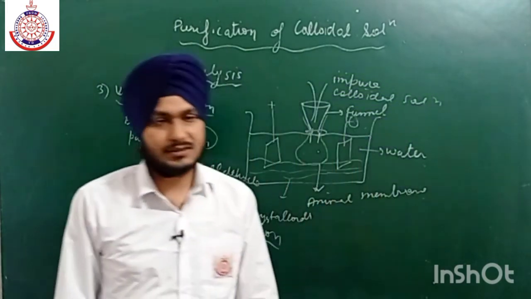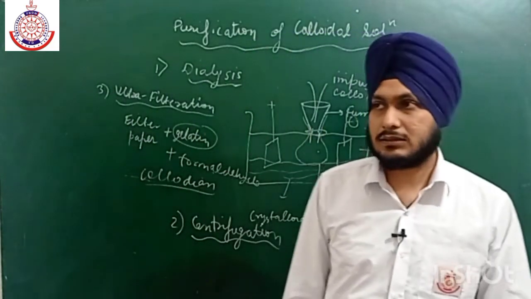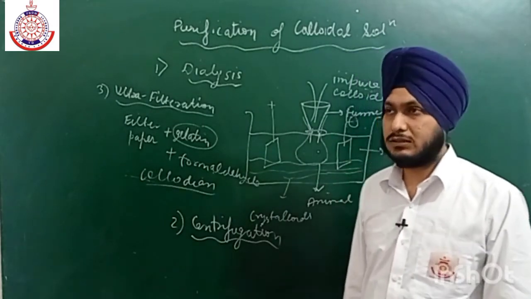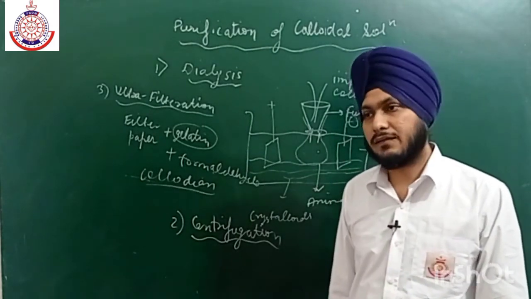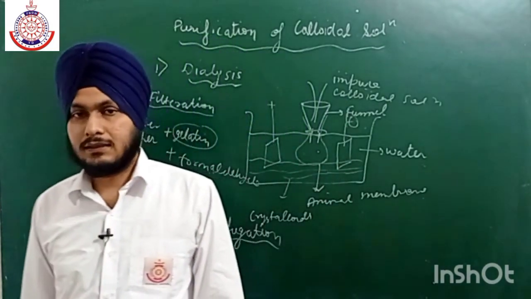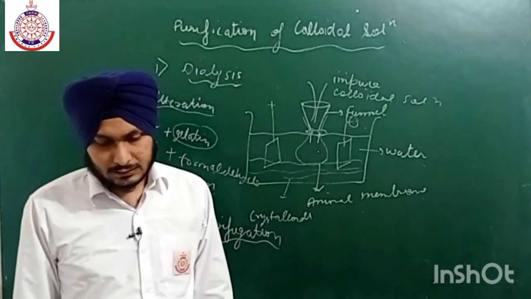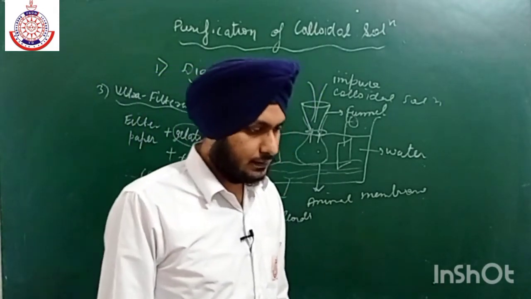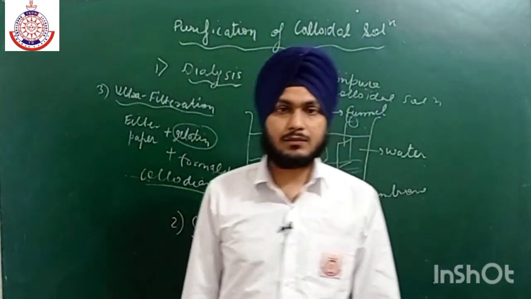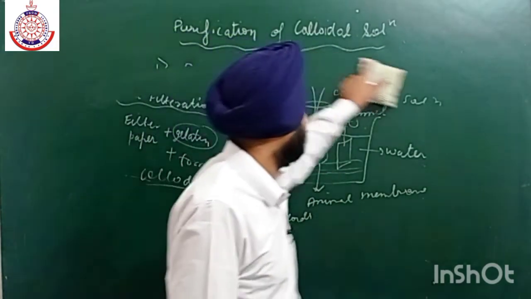So we have already discussed some of the properties: they are heterogeneous in nature, they can easily pass through filter paper, but they will not pass through animal membrane, and they can settle down by centrifugation only. And there are some other properties like Brownian motion. Let us discuss that property. That is very important.